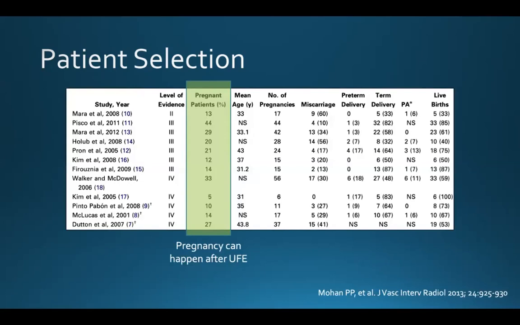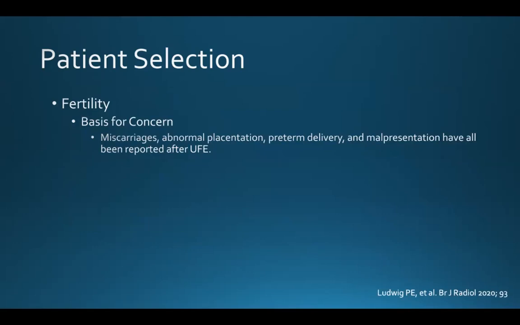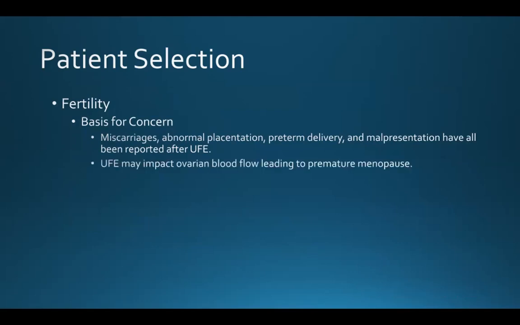This meta-analysis showed that pregnancies can happen after fibroid embolization, but it also showed that pregnancy-related issues can happen after UFE as well. And the basis for concern is that miscarriages, abnormal placentation, preterm delivery, and malpresentation have all been reported after fibroid embolization. In addition, embolization may impact ovarian blood flow, leading to premature menopause. We also know that fibroid embolization can cause uterine necrosis and infections that might require a hysterectomy.